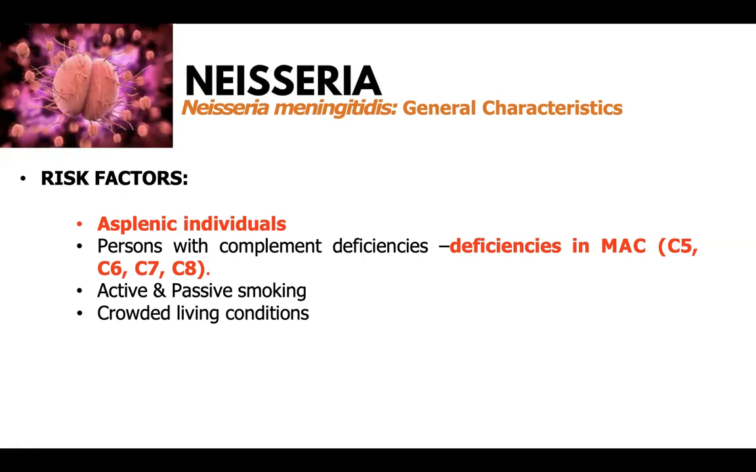If meron kayong kasamang naninigarilyo sa bahay, kahit kayo hindi naninigarilyo pero kasama niyo sila, you are passive smokers, di ba? So, mas prone kayo to acquiring this. Kasi, may IgA sa mga mucous membranes natin. Eh pag nagsusmoke kayo, humihina yung mucous membrane natin, 'di ba? Nagiging abnormal pa minsan yung epithelium dahil sa excessive smoking. Kaya iwasan. Okay? And syempre pa, crowded living condition.